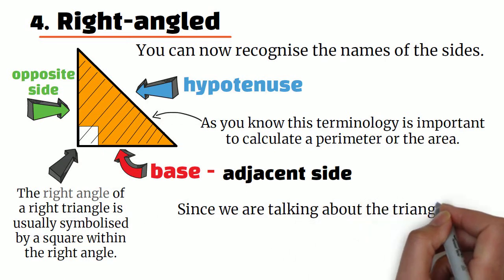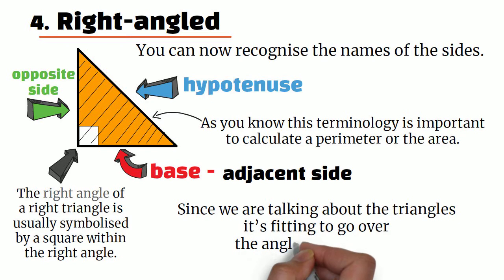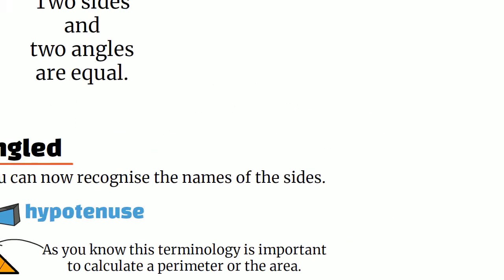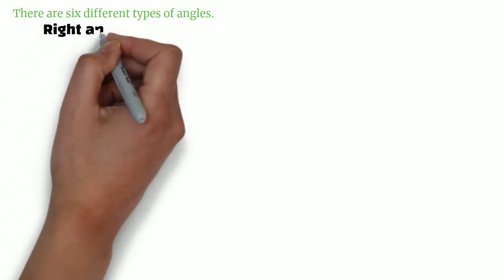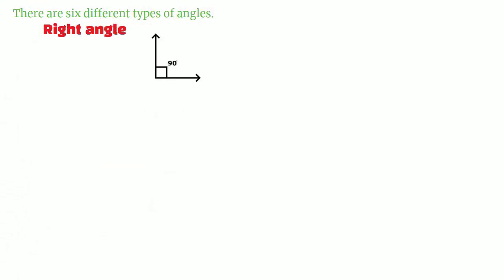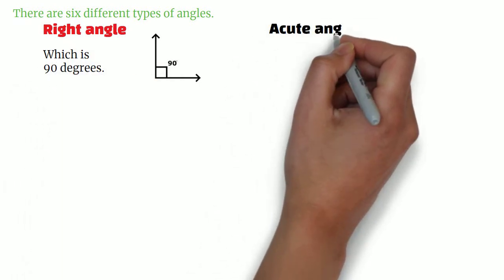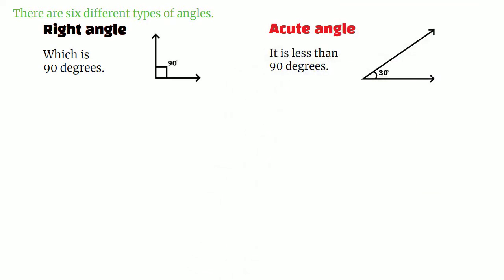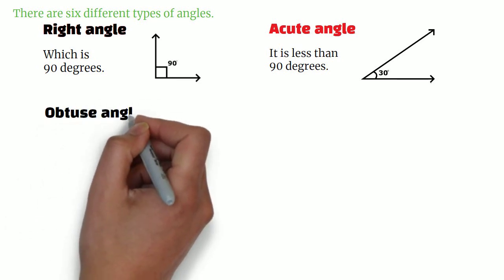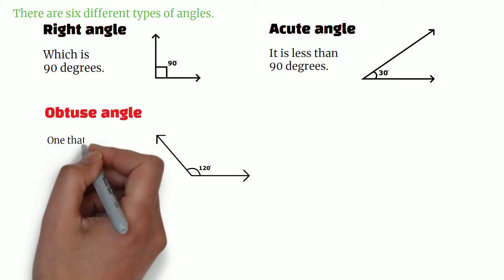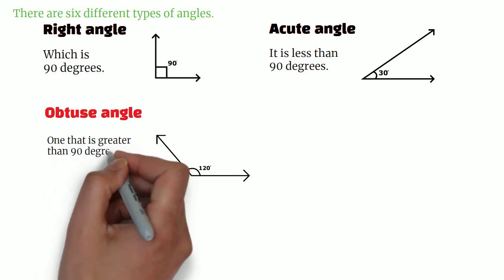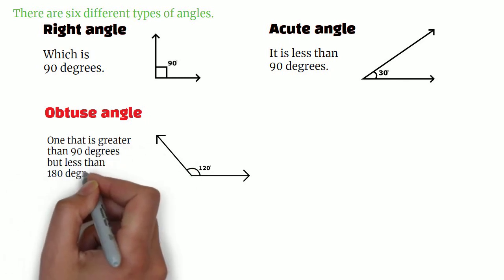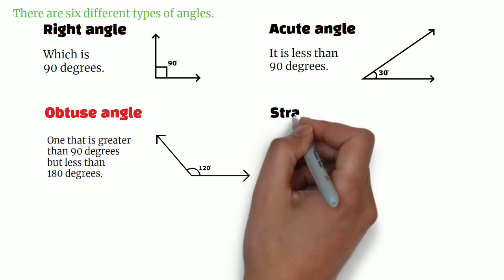Since we are talking about the triangles, it's fitting to go over the angles vocabulary. There are 6 different types of angles. Right angle, which is 90 degrees. Acute angle, it is less than 90 degrees. Obtuse angle, one that is greater than 90 degrees but less than 180 degrees.